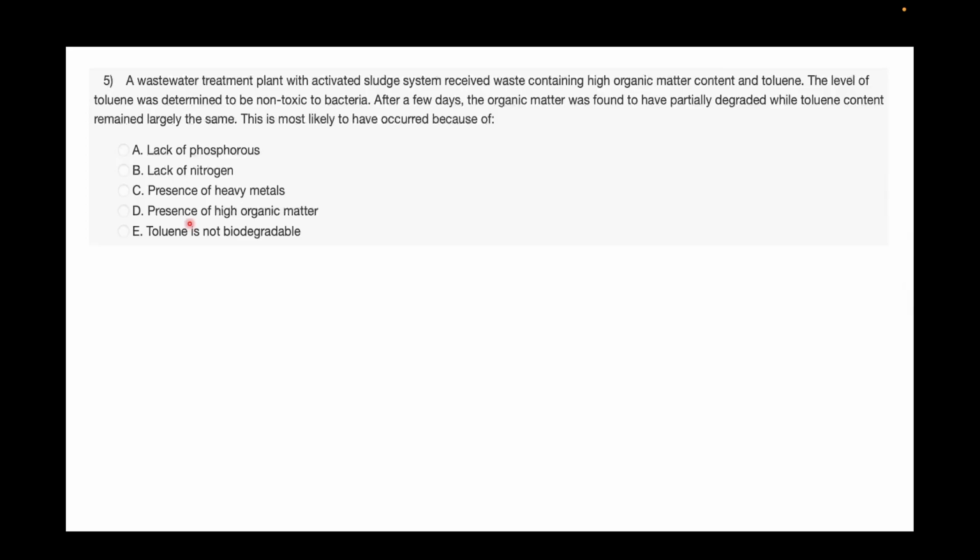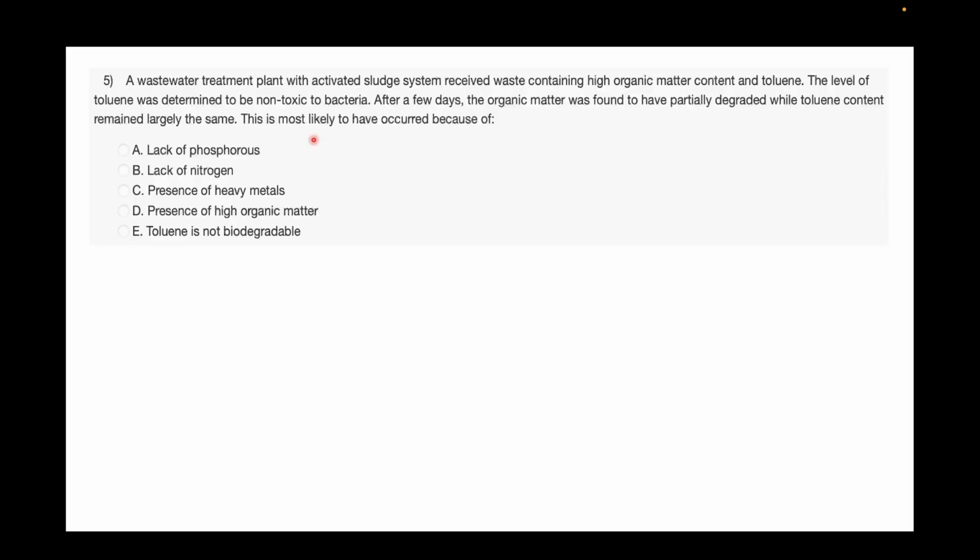Understood the question? In an activated sludge system, a mixture of organic matter and toluene was added, and it was determined that toluene was not toxic to the bacteria. But after a few days, when they checked the contents of the activated sludge, the organic matter had degraded but not toluene. What could be the possible explanation? Option A, lack of phosphorus. Option B, lack of nitrogen. Option C, presence of heavy metals. Option D, presence of high organic matter. Option E, toluene is not biodegradable.